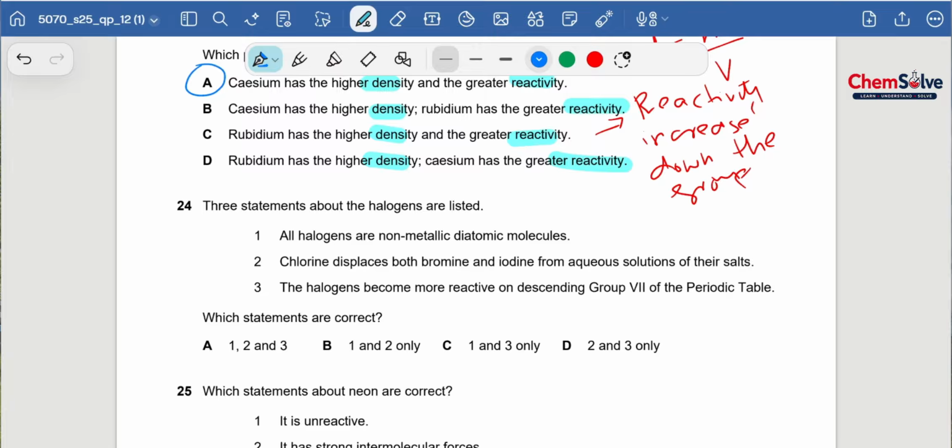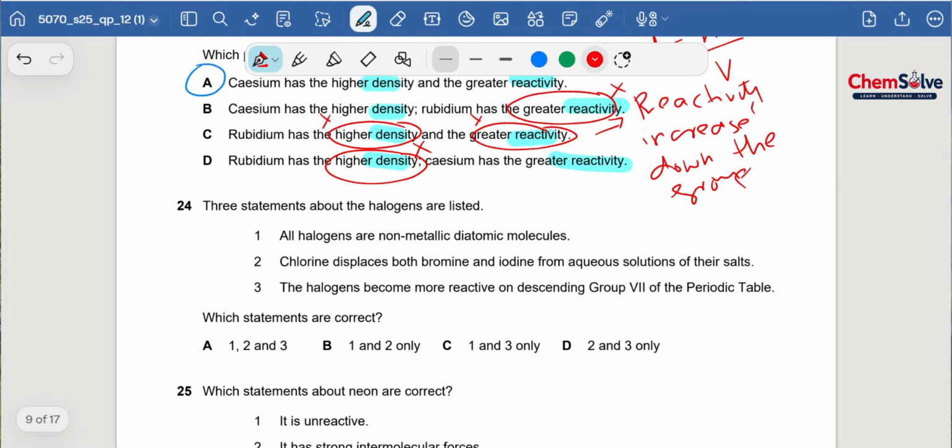Cesium has higher density, rubidium has higher reactivity. Obviously, this option is not correct. Rubidium has higher density. No, it doesn't have higher density, and neither does it have the higher reactivity. Again, this is incorrect. Rubidium has the higher density. No, it doesn't have the higher density. Cesium has the higher reactivity. Yes, it is correct, but only half of the statement is correct here. So option A is the correct one.